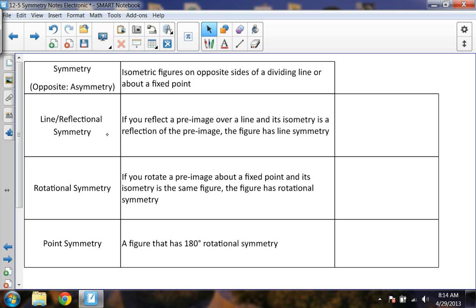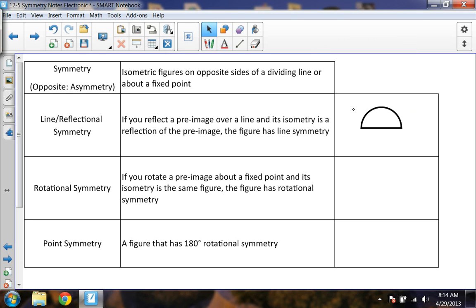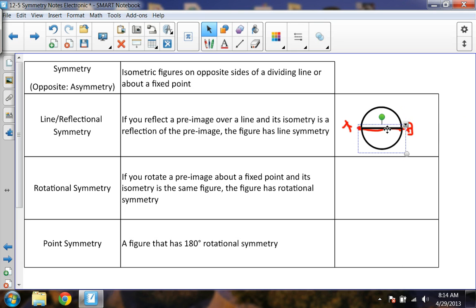One's line or reflectional symmetry. It's if you reflect a pre-image over a line. So let me just draw something here. I have this pre-image, and if I reflect it over a line, let's say I reflect it over this right here, I'll call it AB. This will be my line to reflect it over. Then I will create an isometry. So by flipping it like that, reflecting it over, boom, I've created pretty much a circle.